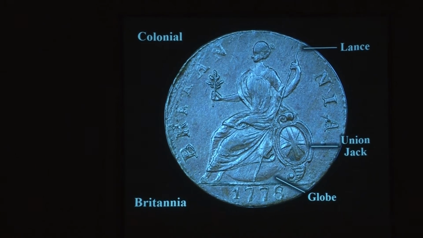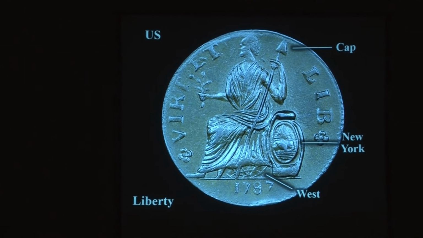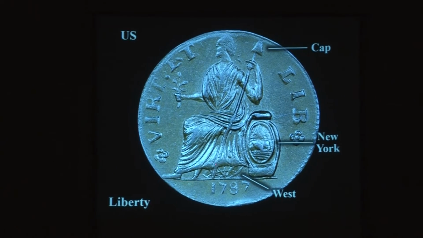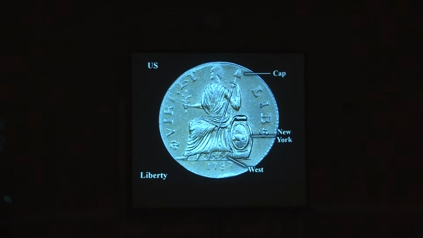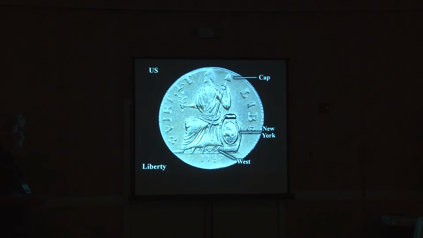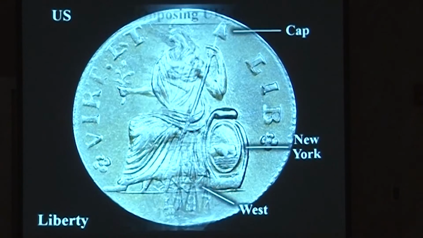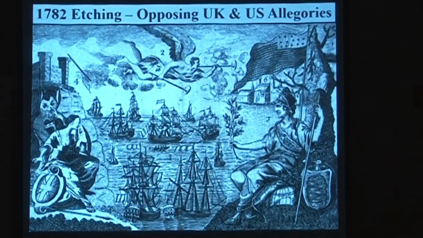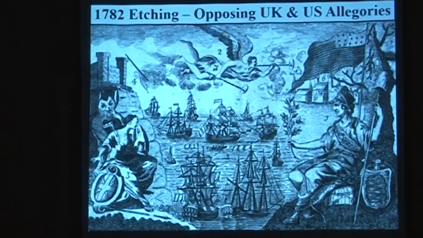We flash forward a little later, 1787, about 10 years later, and we have the almost identical figure with the olive branch, only now on her lance she has a Phrygian cap of liberty, and the escutcheon of the Union Jack has been replaced by our New York coat of arms, right? So clearly, there is a connection between these figures and Britannia. And you can see it really well on this 1782 etching, which opposes both the UK and US allegories.